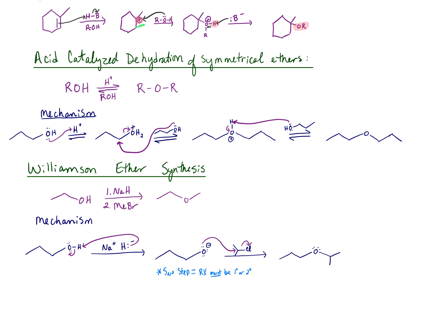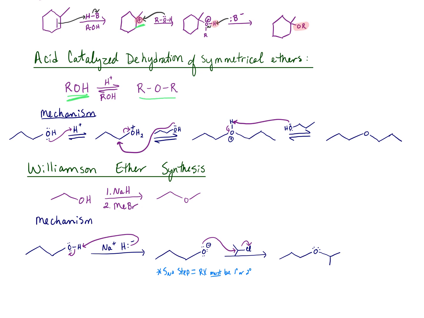Acid catalyzed dehydration of symmetrical ethers. So this is how symmetrical ethers are made. You just start with an alcohol and you add acid. Now this is a thing that can happen though if you leave alcohol around and it gets a little bit acidic for whatever reason, some type of contamination that occurs, you can end up making ethers.